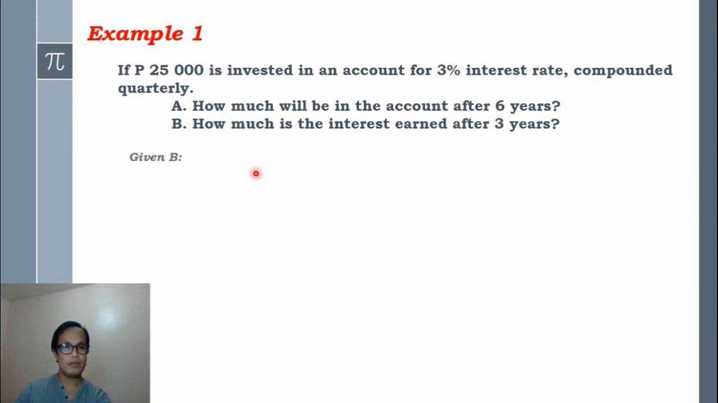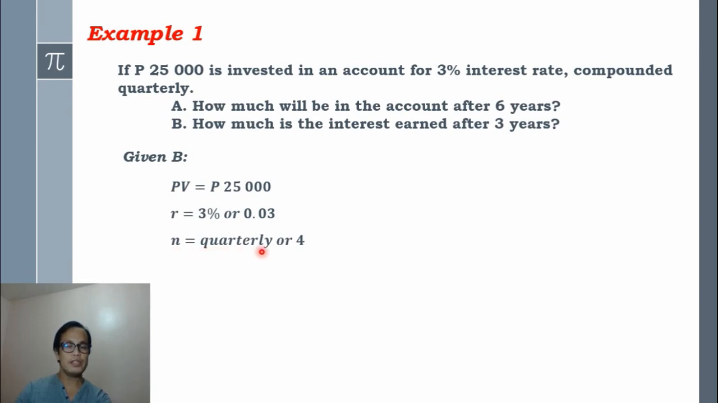So for the given, we have, of course, the same. The present value is 25,000. The rate is 3%, or that is 0.03. Our number of compounding periods is the same, quarterly, so we have 4. Then this time, our time is 3 years. And of course, our unknown is the compound interest.